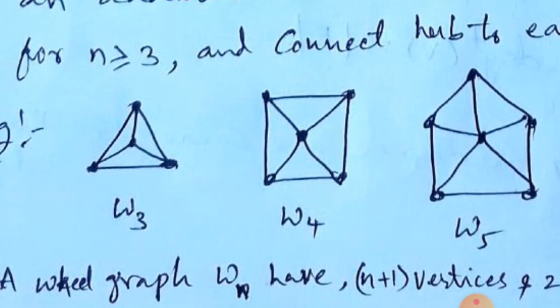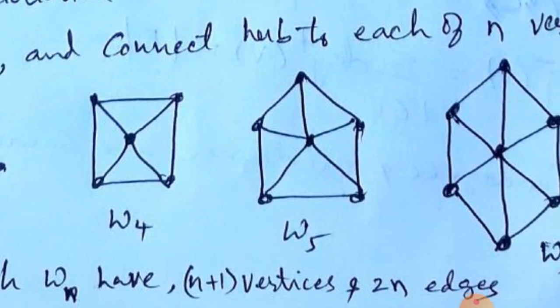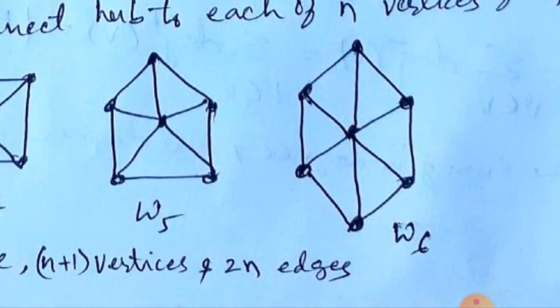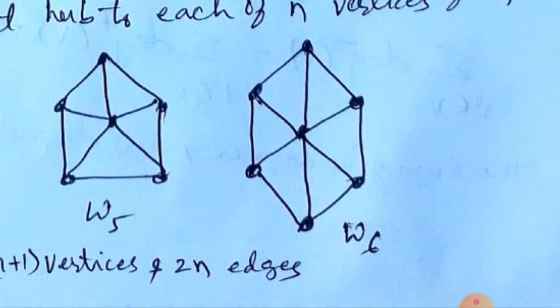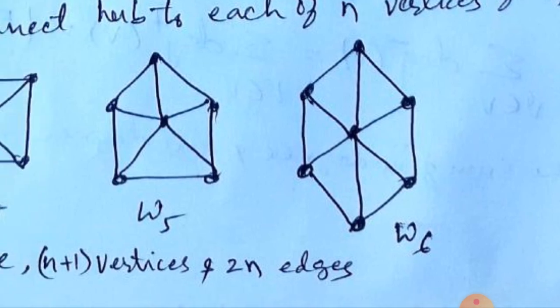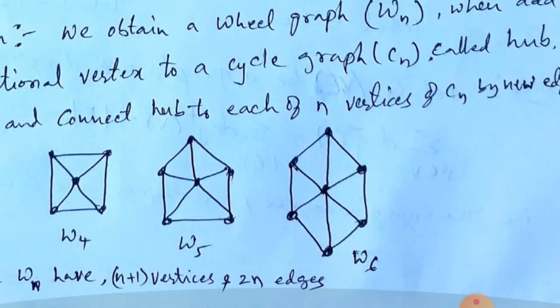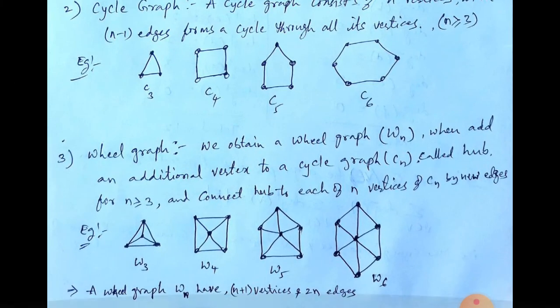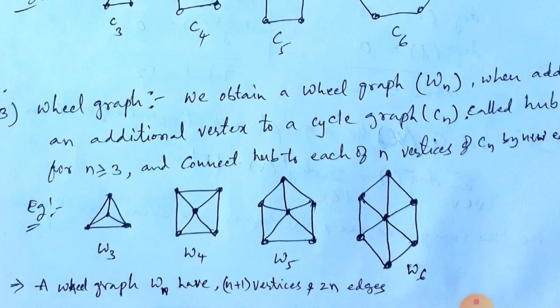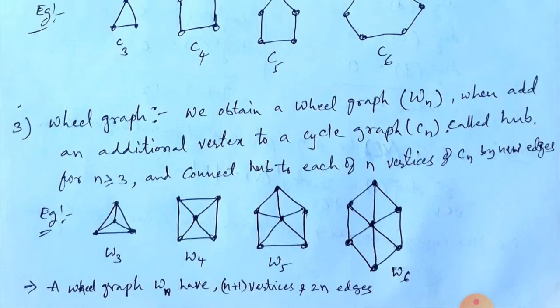Now observe W4 has 5 vertices, but it came from C4 and we are adding a hub internally. Similarly W5 has 6 vertices, and observe this came from C5. Similarly W6. Internally there is a vertex connected to all the other vertices, that is called the hub here. Now observe a wheel graph Wn has n plus 1 vertices and 2n edges. Observe this one.